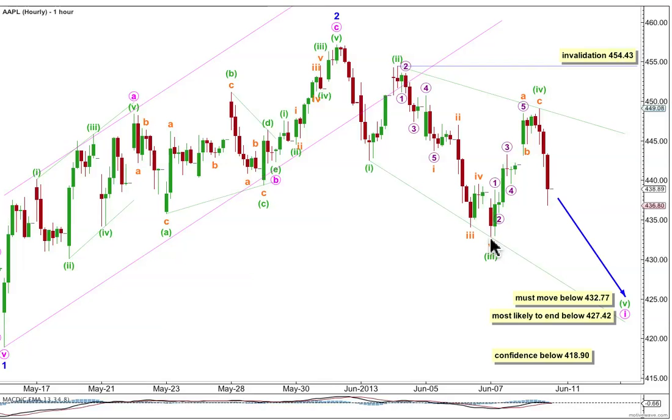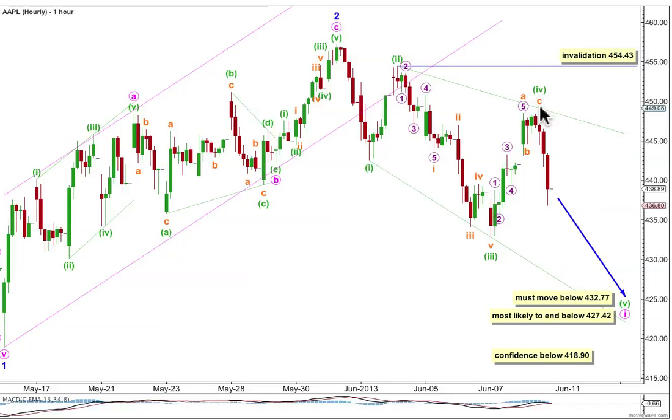For a diagonal, the fourth wave should overlap into the first wave price territory, which it has, but it may not move beyond the end of the second wave of the diagonal. That's why the invalidation point is at 454.43. I think it is highly likely that minute wave 4 is indeed over and it won't move any higher. But if I'm wrong and it does, then it may not move beyond the end of 2, so that's why I'm leaving the invalidation point up there.